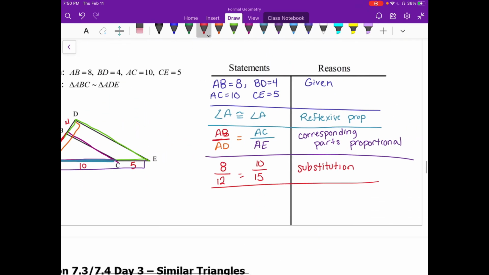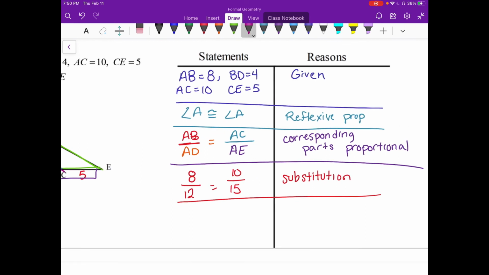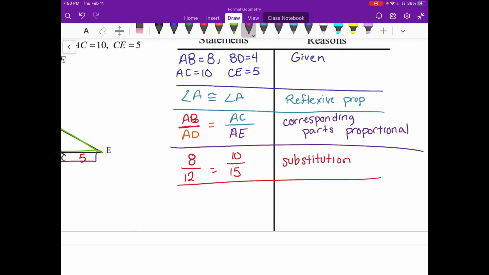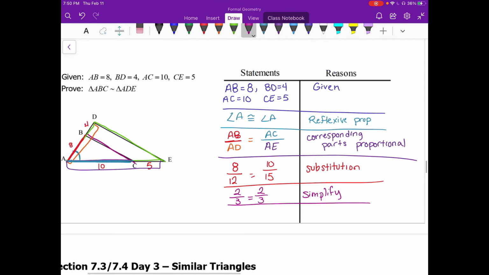I'm going to simplify these. 8 divided by 12 is simplified to 2 over 3. 10 over 15 is simplified to 2 over 3. So that's just simplifying. And now I've shown that those sides are proportional to each other. So I can say that triangle ABC is similar to triangle ADE. And that is by side angle side similarity.